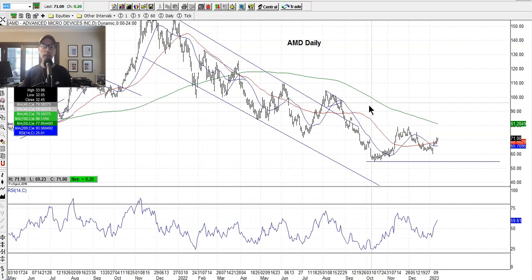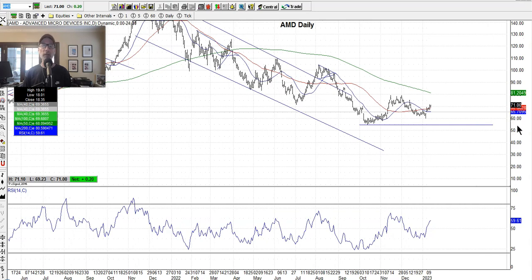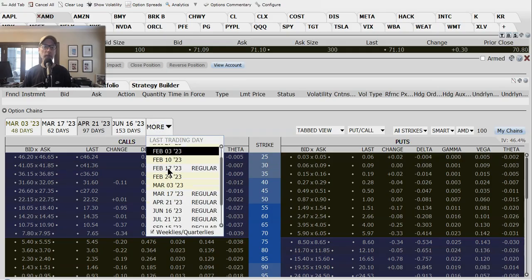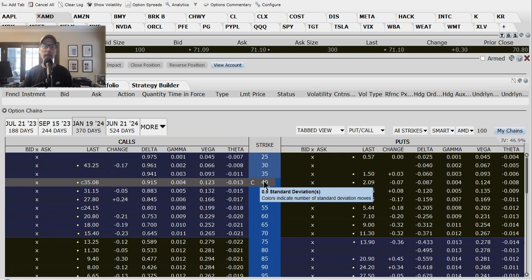Okay, we go back to the chart of AMD. It's at 71. Where are you comfortable potentially buying? $65, $60, $55, $50, $45, $40. You choose. If we go back to the option chain, we can go out a year in time from now to January 2024. Let's see what people are paying for these things and at what strike price.